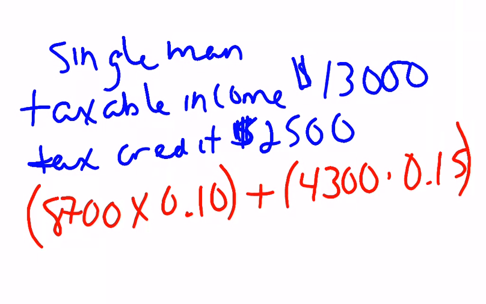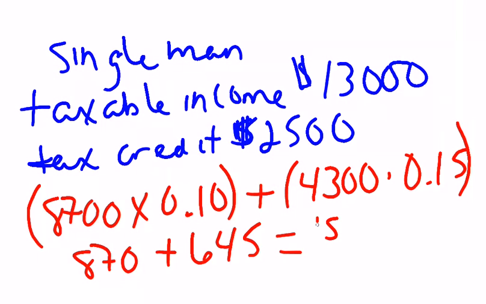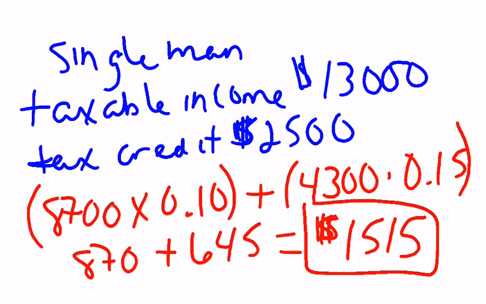And so we want to do those multiplications, and then we want to add them together. So 8,700 times 0.10 is $870. And then 4,300 times 0.15 is $645. And so $1,515 is how much he would owe for taxes.